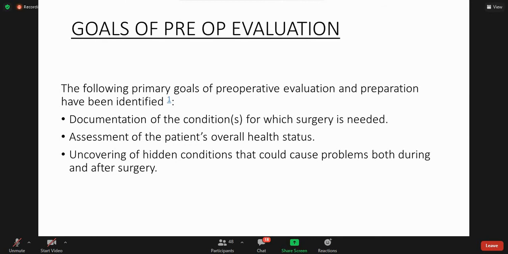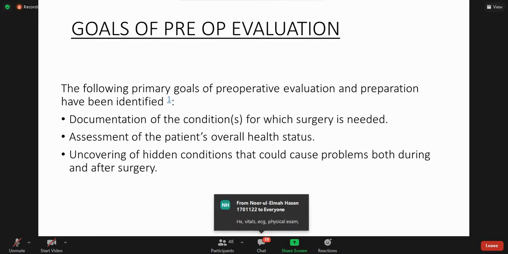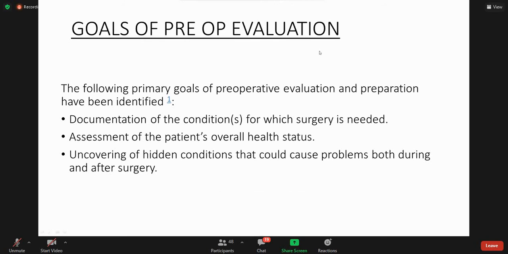We will be uncovering hidden conditions such as diabetes mellitus and other comorbids such as hypertension and ischemic heart disease, and all those will be covered in the preoperative assessment of the patient. This includes the detailed history of the patient, vitals, and physical examination. All will be included and will come step by step in this presentation.